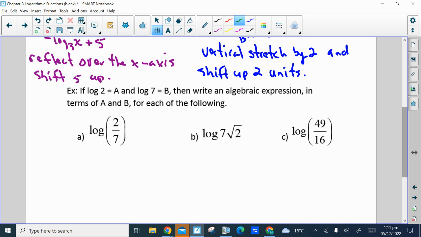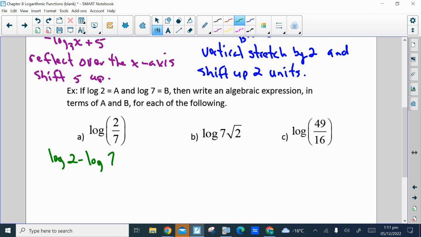All right, these next ones, there's also been questions like this on diploma exams before. If log of 2 is a and log of 7 is b, then write an algebraic expression in terms of a and b for each of the following. So you have to first write them in terms of either log of 2 or log of 7, which you can do for this first one by using the quotient law.